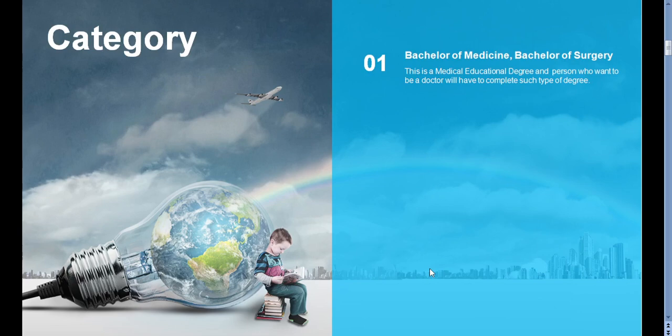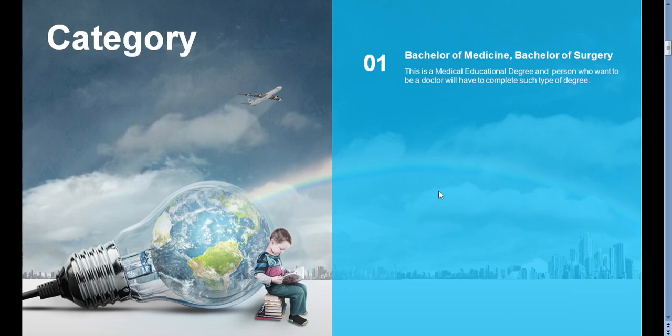The first category is Bachelor of Medicine, Bachelor of Surgery. What is the full form of MBBS? Bachelor of Medicine, Bachelor of Surgery. It is the first full form of MBBS, and it is used for a medical education degree for a person who wants to be a doctor, especially a specialist who wants to perform surgery procedures.